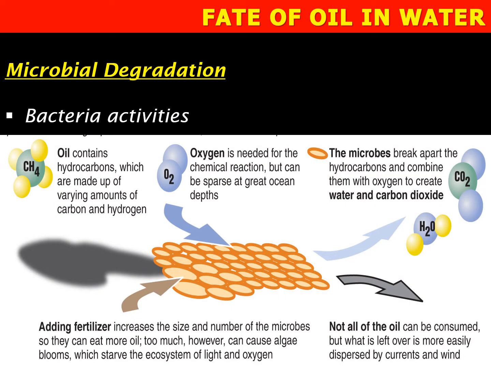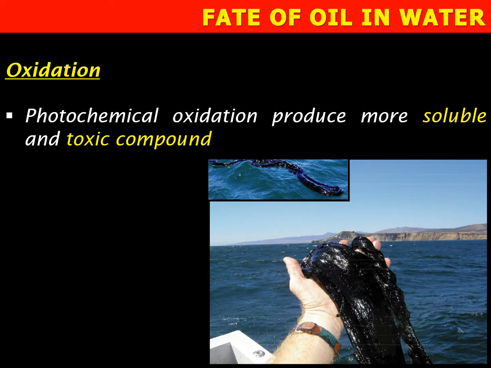Next is microbial degradation. This process involves bacterial activities, where they will break down a hydrocarbon chain into CO2 and H2O. Oxidation. Photochemical oxidation produces a more soluble and toxic compound.